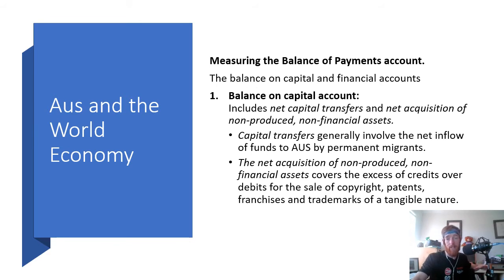On the other side, and where it gets a little bit more confusing for a lot of students, is the balance of capital account. This includes net capital transfers and net acquisition of non-produced and non-financial assets. So these two things, capital transfers include net inflow of funds to Australia by permanent migrants. This part's pretty simple. If you were to move to Australia from overseas with your family, this is all of the money that you bring to Australia with you. That's a capital transfer, and that is a credit on the current account. It would also work in the opposite way.